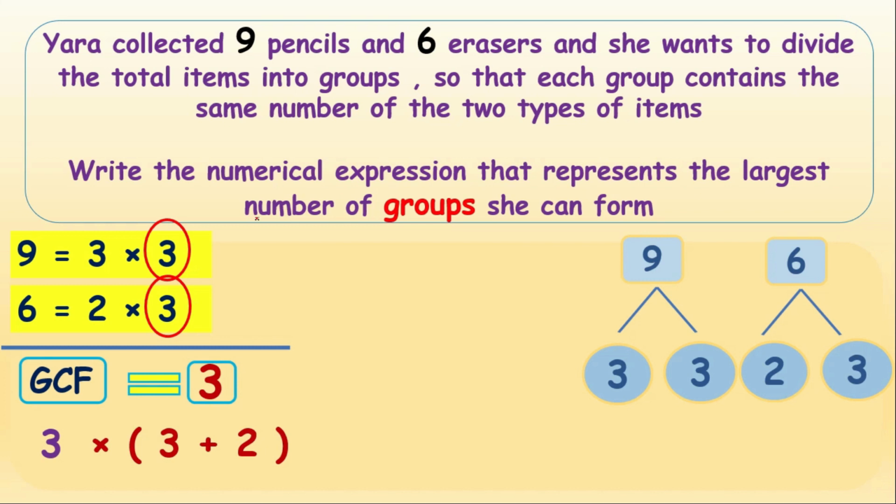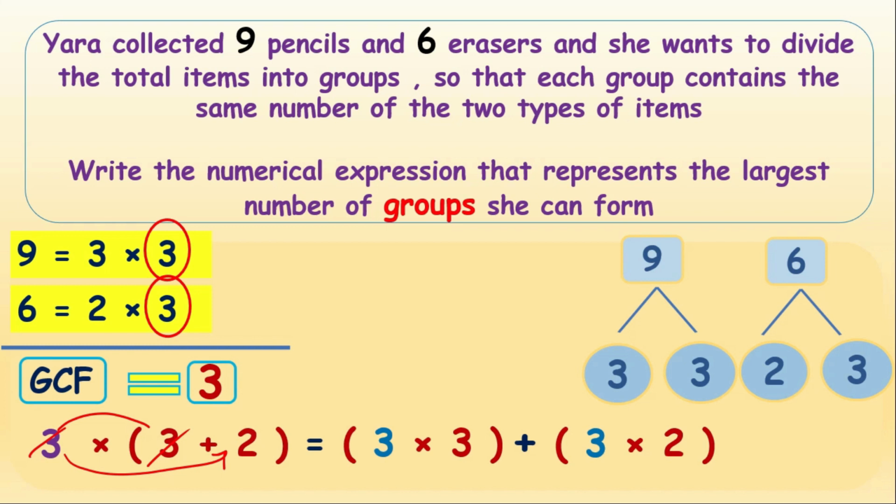Okay, now let's complete writing expression. Distribute the common factor 3 multiply by 3 and 2. So equals 3 times 3, 3 times 3 plus 3 times 2. Okay, 3 تاني هنقول ال 3 هنا maximum number of groups multiply by number of pencils. Okay, يعني كل جروب هيكون فيه 3 pencils and 3 groups نفس ال 3 groups each group contains 2 erasers.